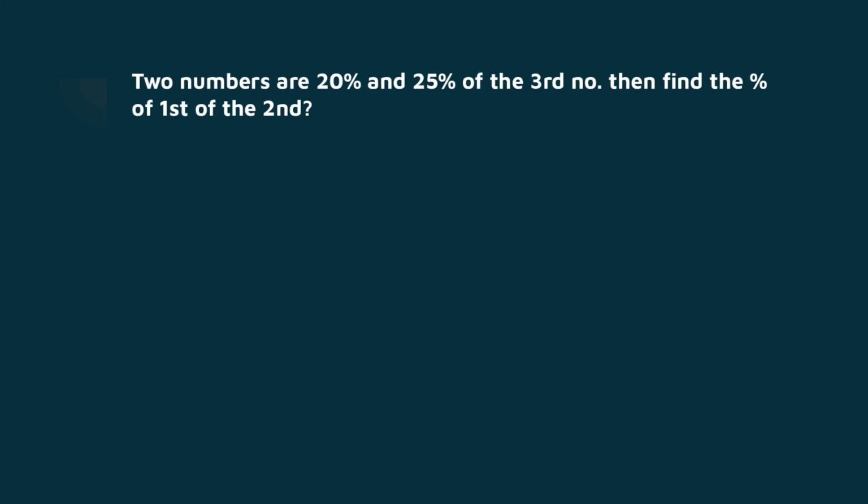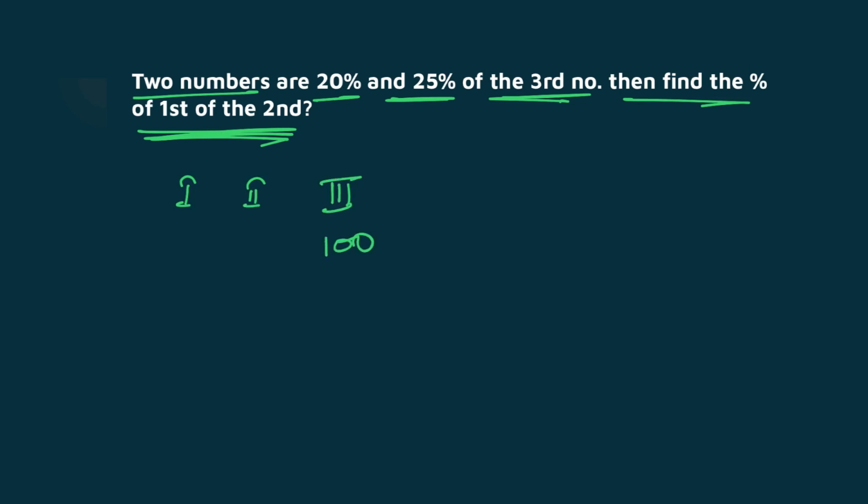So similar question but with a small change. Two numbers are 20% and 25% of the third number. Then find the percentage of the first of the second. So remember, if more or less is not mentioned in the question, then take those numbers directly. First number, second number, and third number. So we consider the third number as 100.